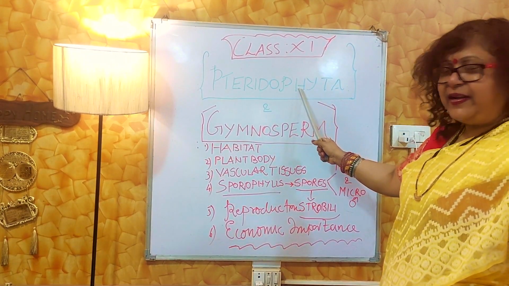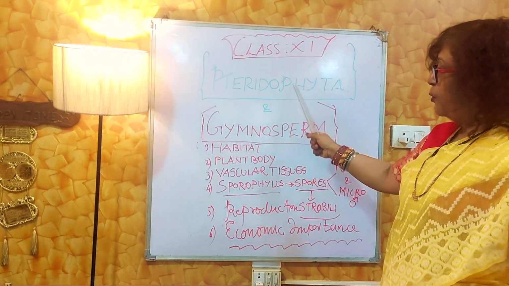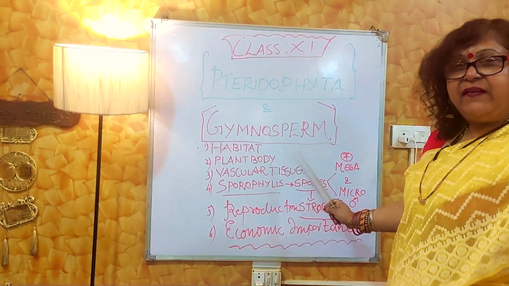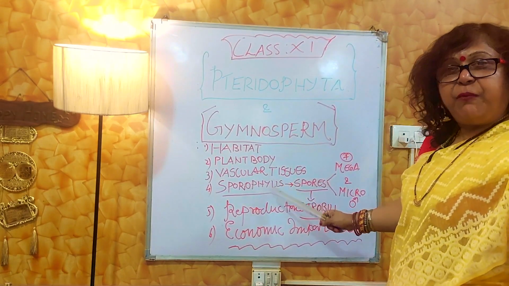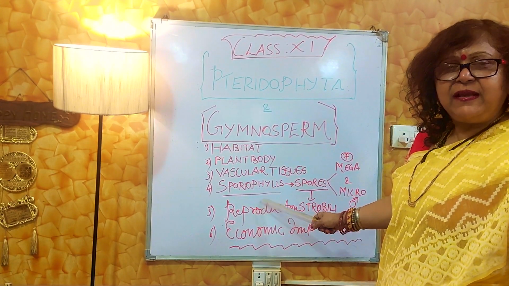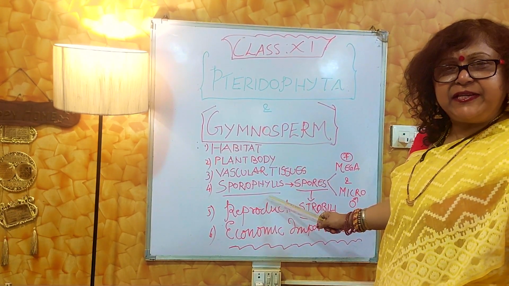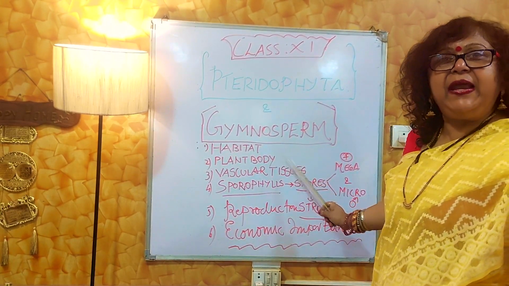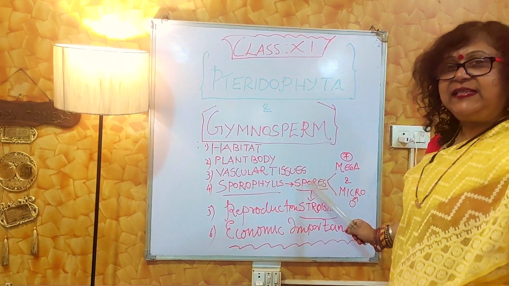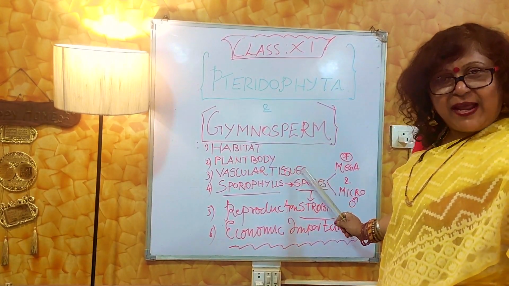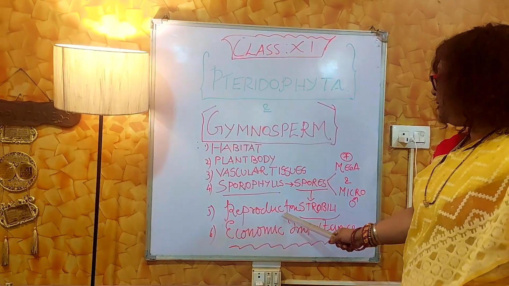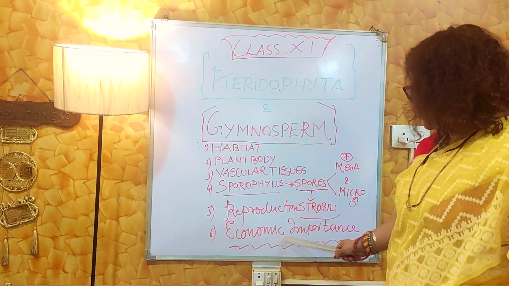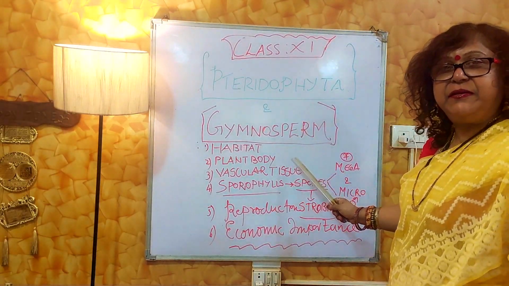So today Pteridophyta and Gymnosperm, both in terms of their habitat, their plant body, their vascular tissues, the spores which are born on the sporophylls, the leaf-like appendages, which are of two types, mega and micro, depending upon female and male, and when they are organized into cones or strobili. Then comes their mode of reproduction, asexual as well as sexual, and the overall economic importance of pteridophytes and gymnosperm.